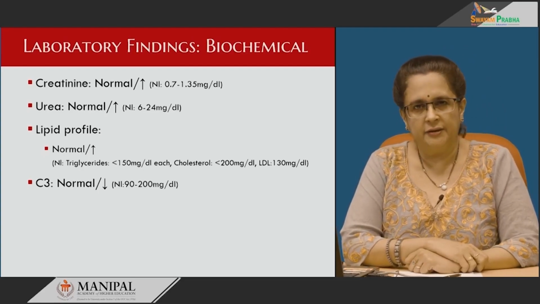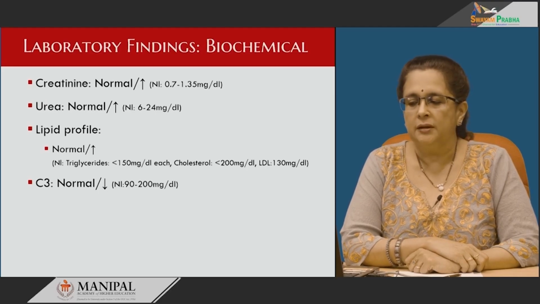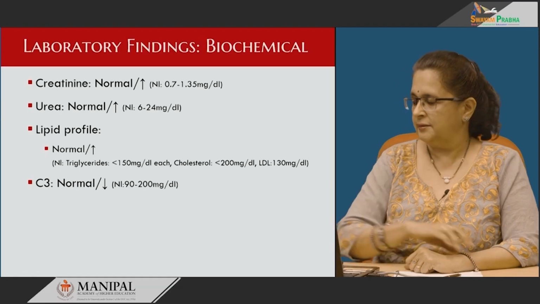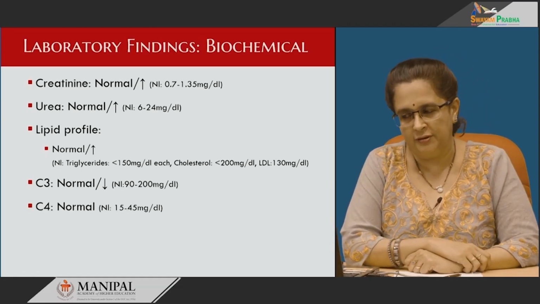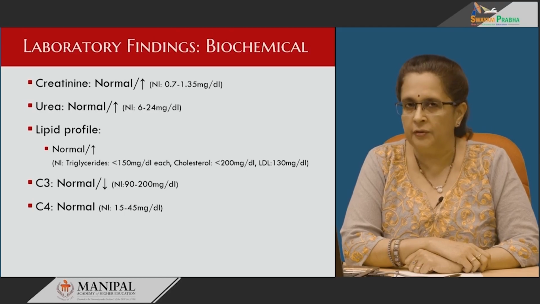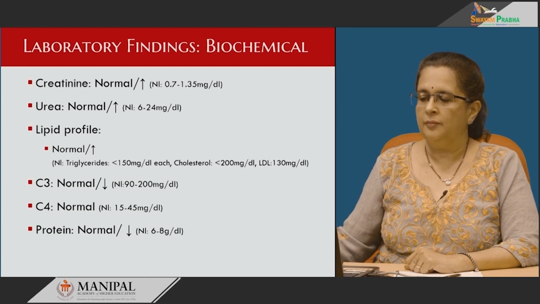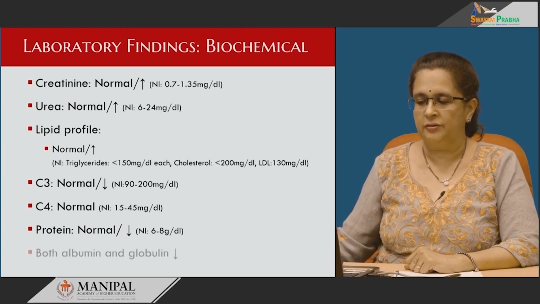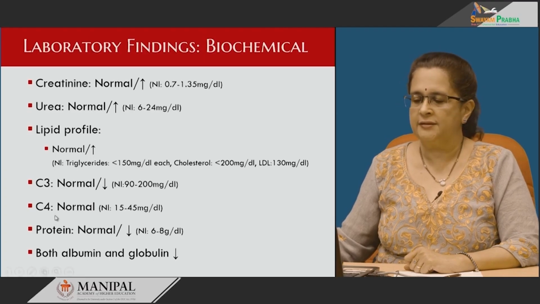Now, when it is reduced, it says that the patient is progressing to more severe renal disease. C4 levels are normal, and elevation of C4 levels are also found to be associated with progression to severe renal disease. Proteins are usually normal, but may be reduced also. Albumin and globulin will be reduced if proteins are reduced.